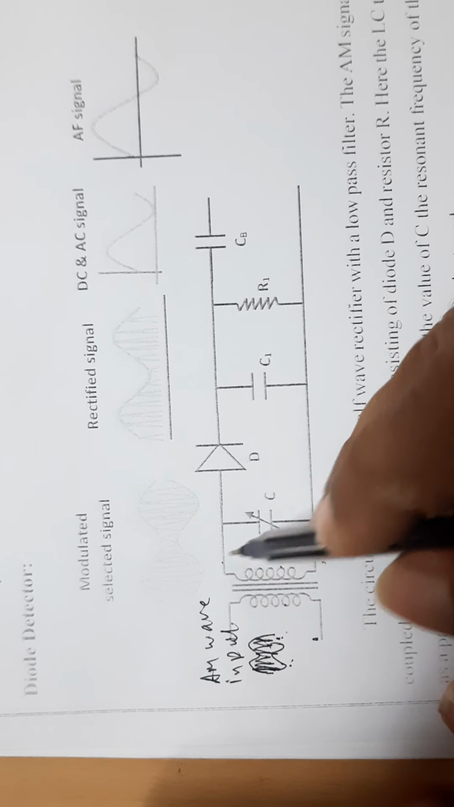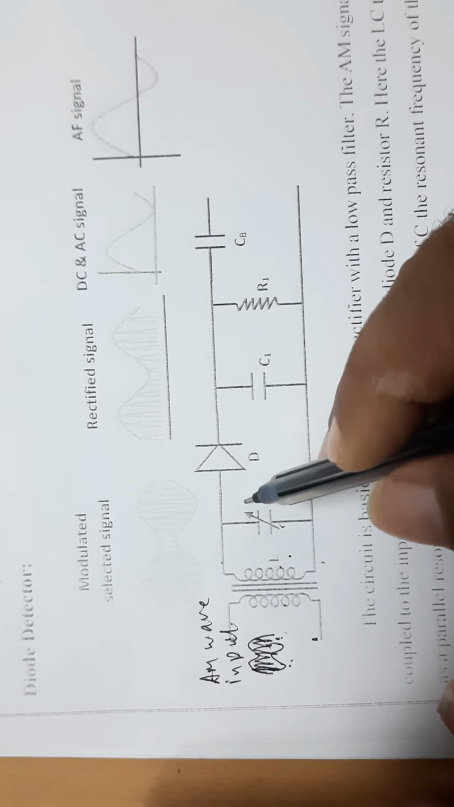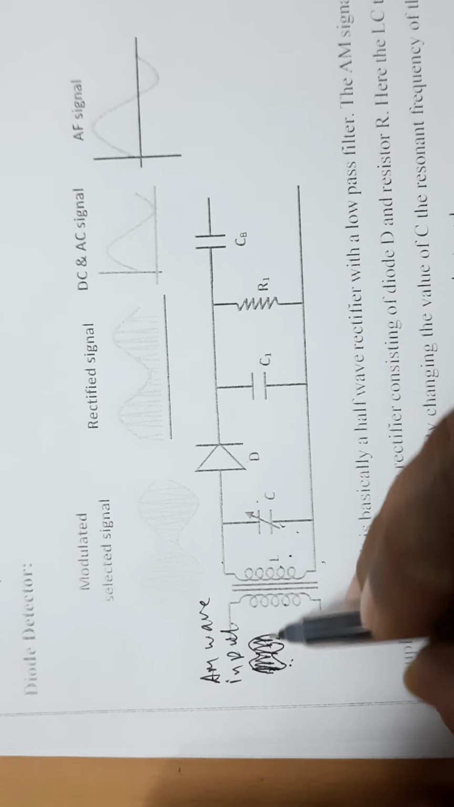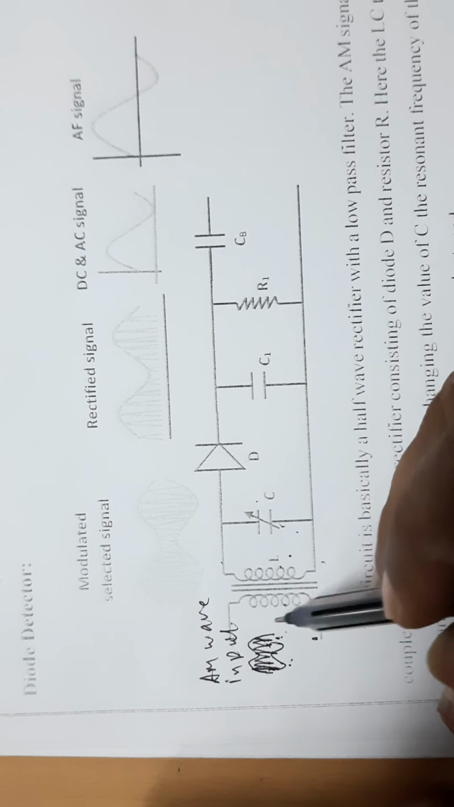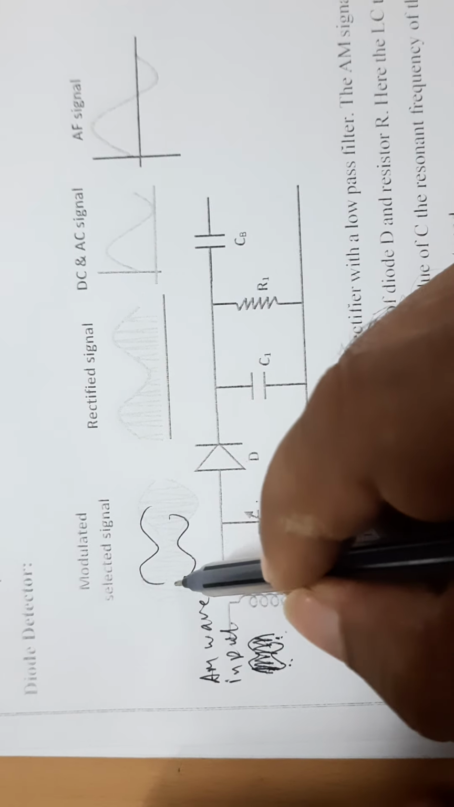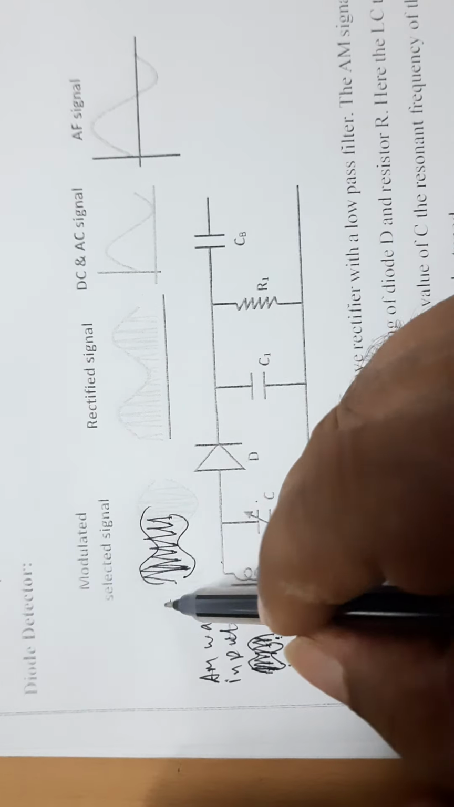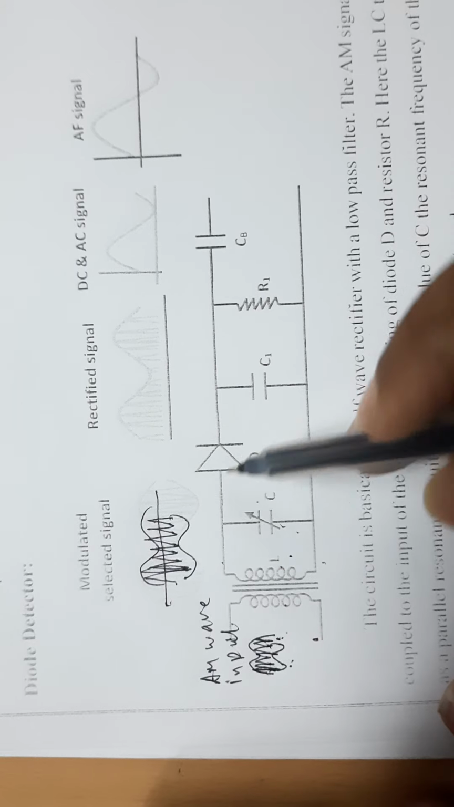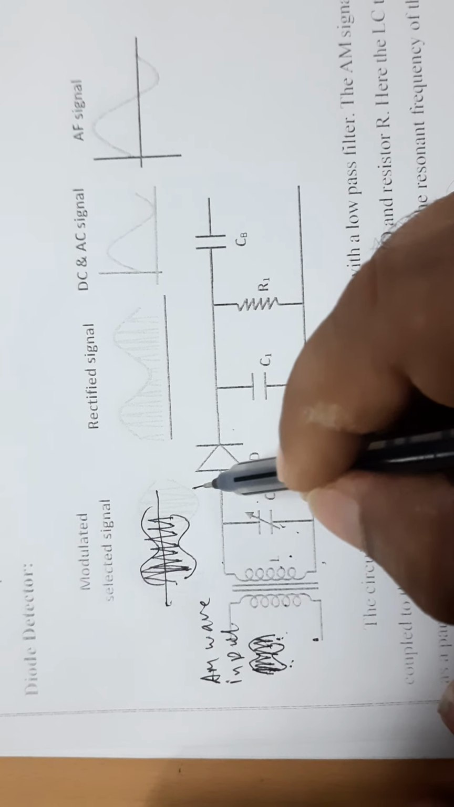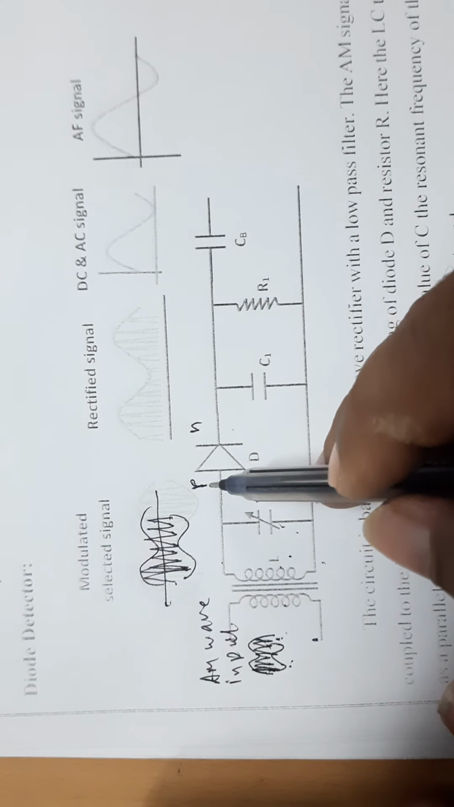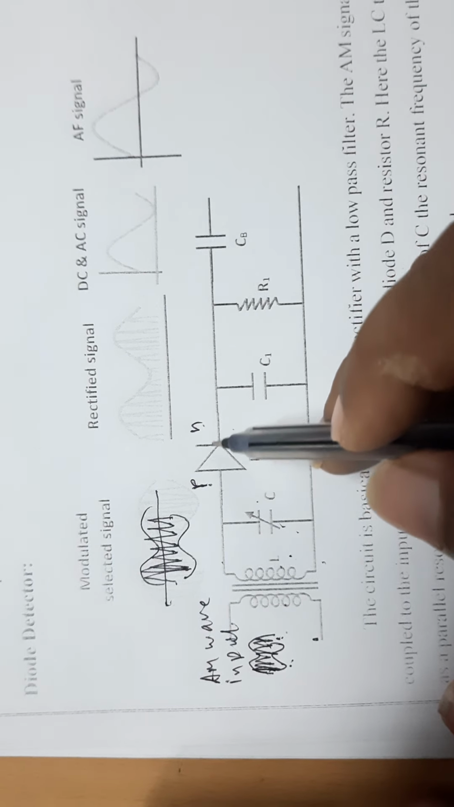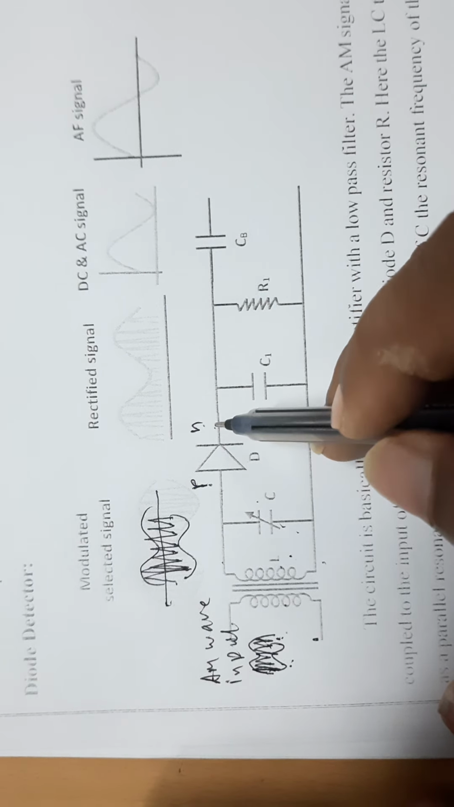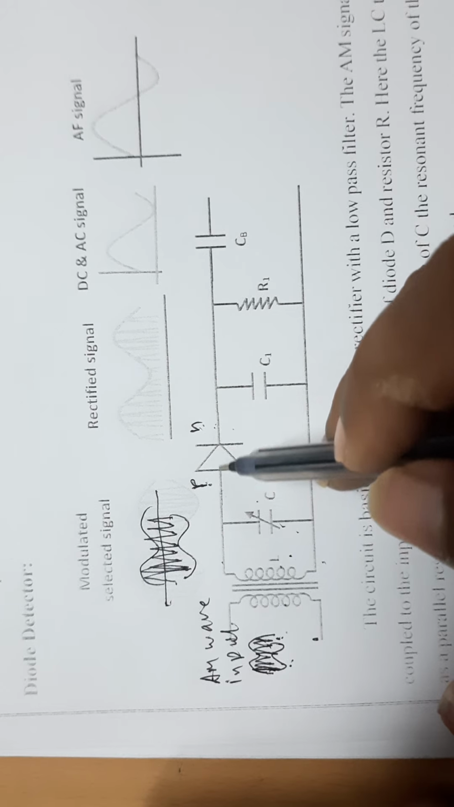Now this amplitude modulated wave is tuned to a carrier frequency fc. This is the signal which has both positive as well as negative cycles. See, this is the negative cycle, this is the positive amplitude modulated wave. After passing through this diode, which has 2 junctions, P and N: when P is made positive and N is made negative, it is forward biased and current conducts. When P is made negative and N is made positive, it is reverse biased. The diode does not conduct and no current flows through it.